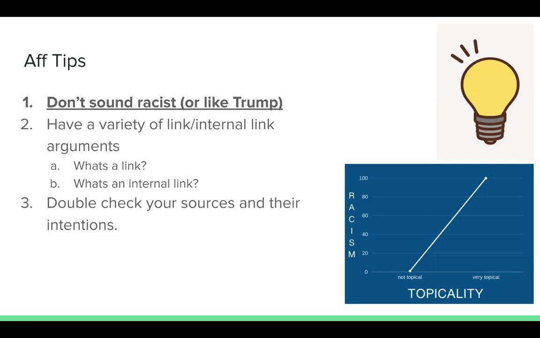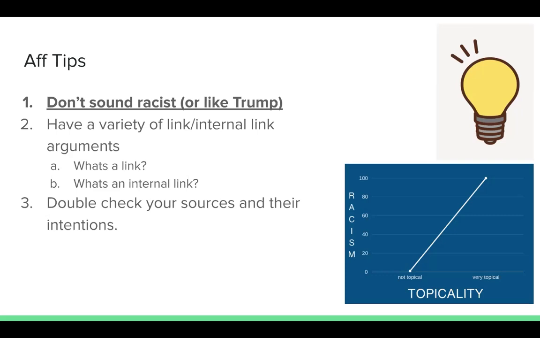So the second big tip I have is you want to have a variety of link and internal link arguments. As a brief review of what a link is, because I know some people here might be hearing this term for the first time: when we're looking at contentions, there's usually going to be four main parts to them. There's uniqueness, which is going to be the context, the status quo. There's going to be a link, which is how the topic affects the status quo. There's going to be an impact, which is why all of that even matters in the first place. And there's going to be an internal link, which is, if the link doesn't directly cause the impact, what steps make the link cause the impact? So it's going to be a link chain, as we call it. They're all chained together, so you get from uniqueness to your impact.